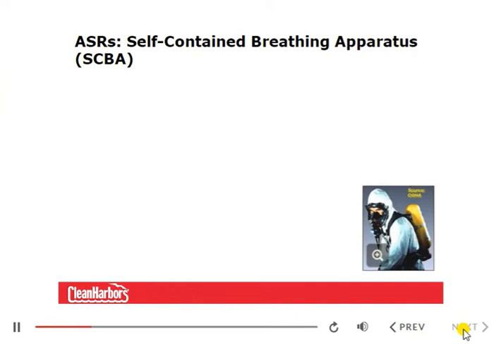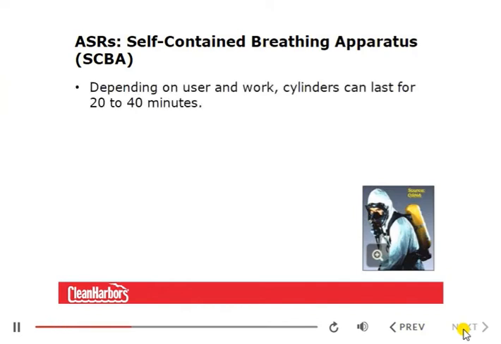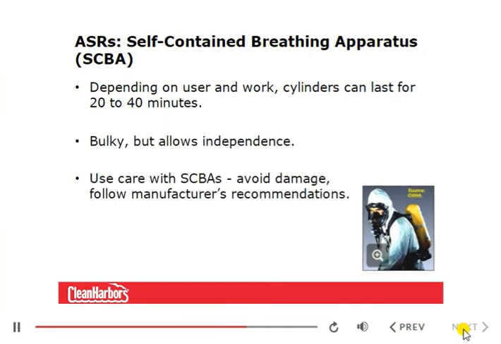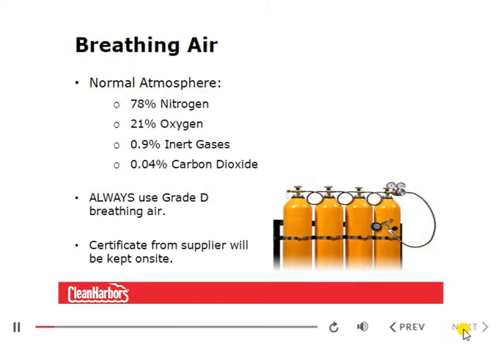SCBAs can, depending on the user and the work, be a low-pressure cylinder that may last 20 minutes or a high-pressure cylinder that lasts up to 40 minutes. These respirators are bulky, but allow for more independence than a SAR. ASRs must use an air supply that meets or exceeds the air purity standards that appear on the screen. An example of this is Grade D air.